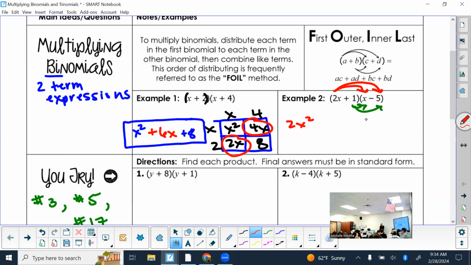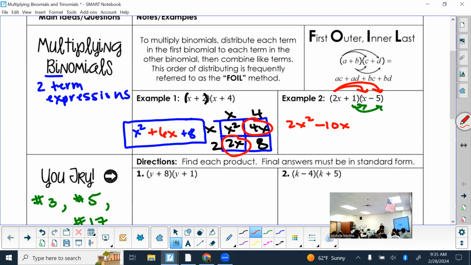Got it? 2x times negative 5. Okay, class, help them out. 2x times negative 5 is negative 10x. So 2 times negative 5 is negative 10. The x is still there. You just kind of attach it on.